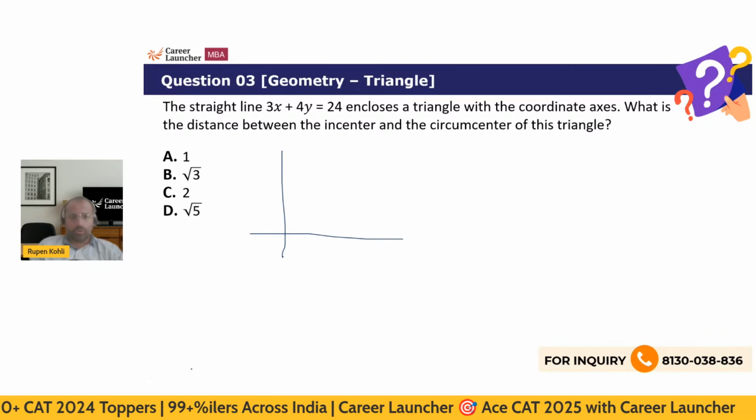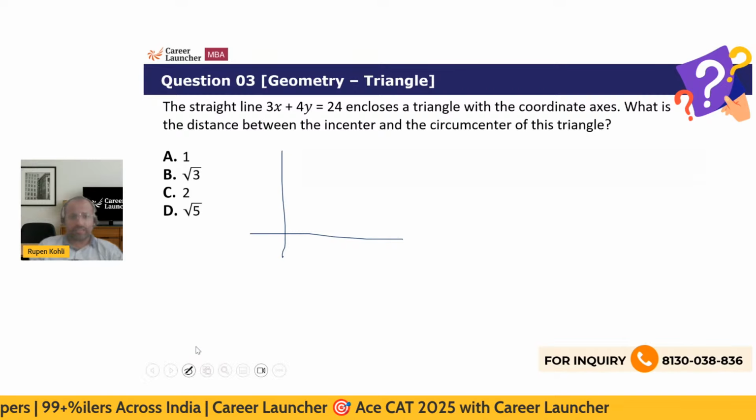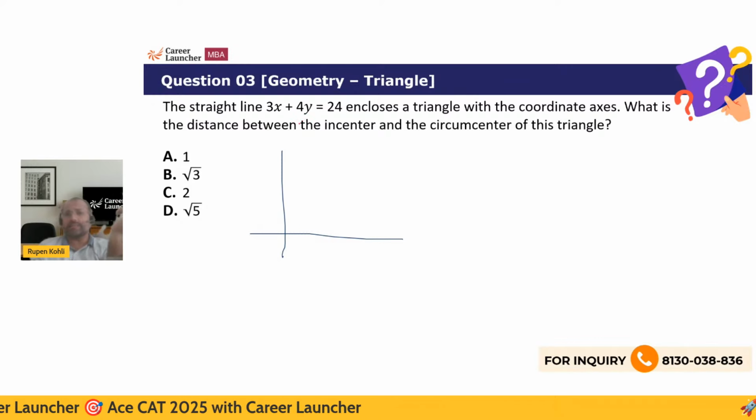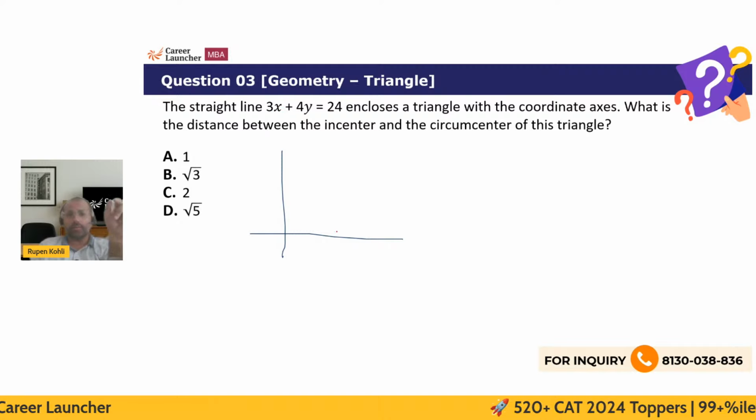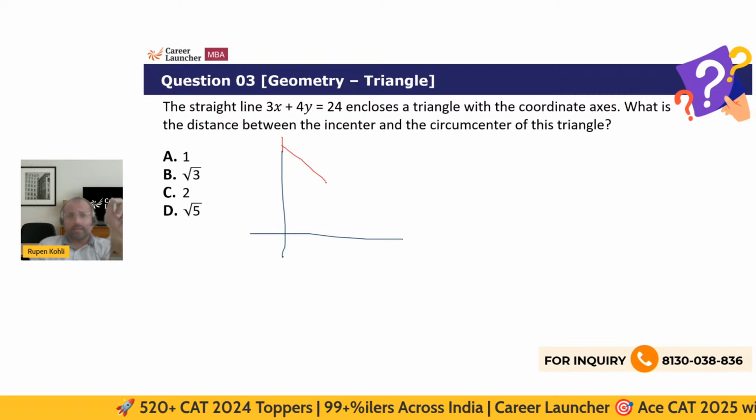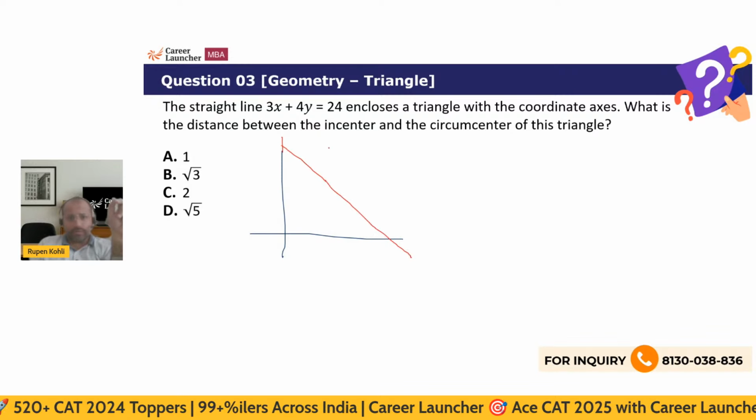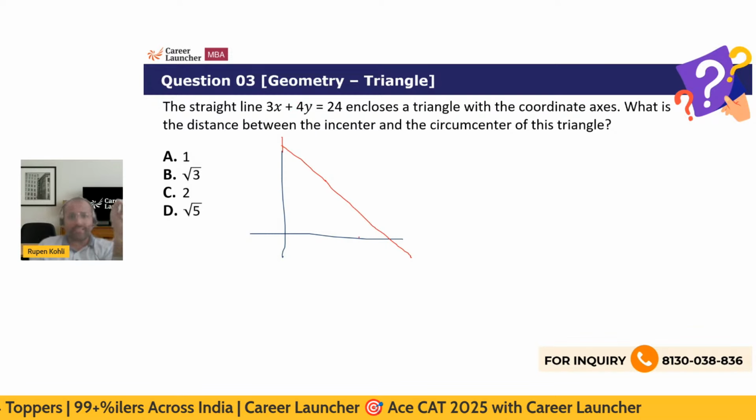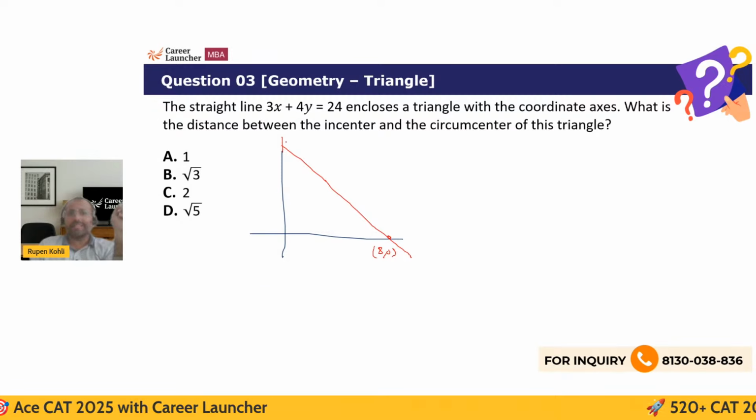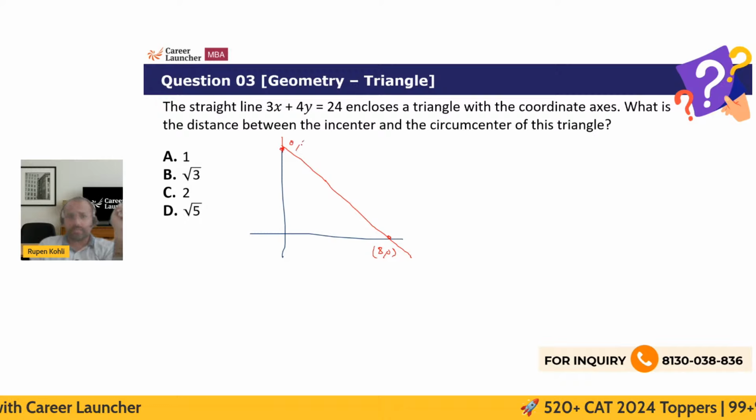So that's a straight line with its intercepts. When I put y as 0, I get x is 8. So 8 comma 0. Therefore, when y is 0, x is 8. So this is 8 comma 0, the x intercept. And for the y intercept, putting x equal to 0 gives us y as 6. So this is 0 comma 6.